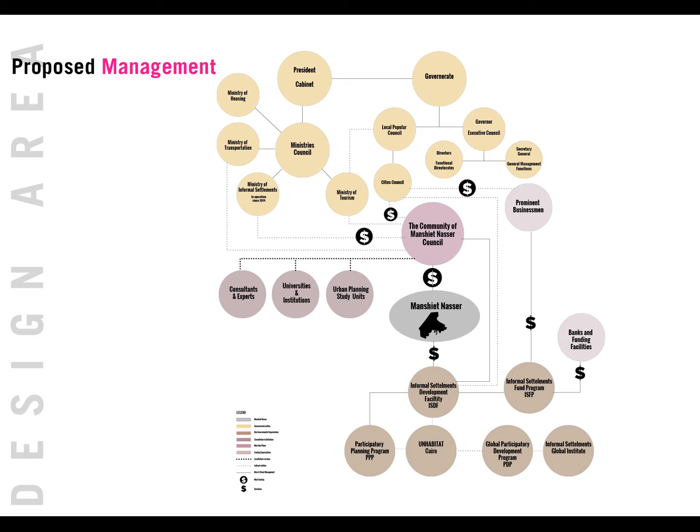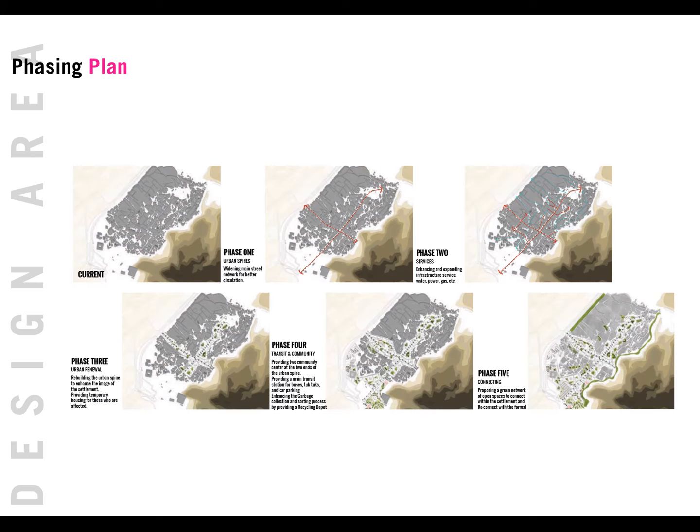I also added the new consultation service provided by the University and Urban Study Council, in addition to the donation made by prominent businessmen and traders who already have an established ongoing economic activity with the dwellers. By going back to the vision, I did a phasing plan of how I imagine the design process will be implemented. Starting with the current situation, the first phase will be the street widening, which will be the bedding for the urban spines and will allow for the infrastructure to access the settlement.